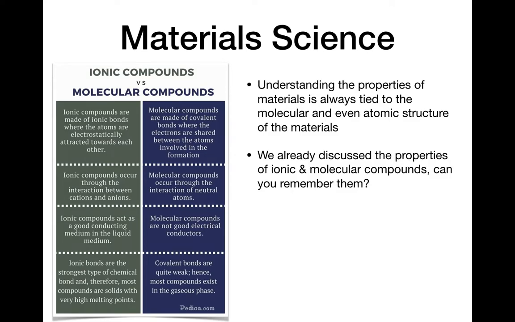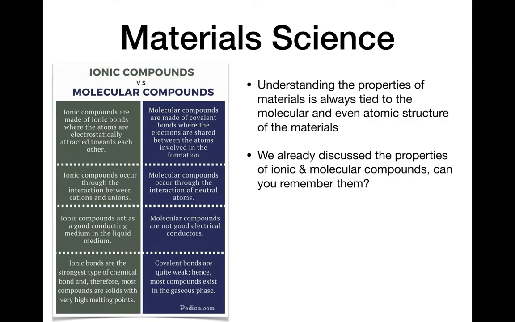So we already talked about ionic and molecular compounds. Do you remember the properties? If you don't, there's a picture here that will remind you. So we have ionic bonds, which are the positive-negative attraction between the different atoms, different ions. That makes a very strong bond. And so it's a good conductor of both heat and electricity when it's dissolved in a liquid. They have a high melting point and high boiling point because it's a strong bond, and they're usually solids.